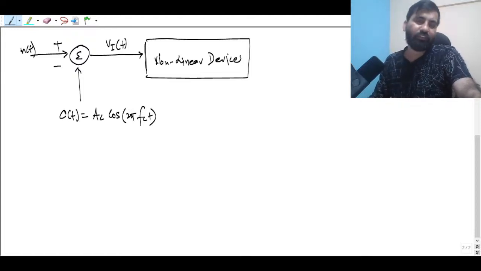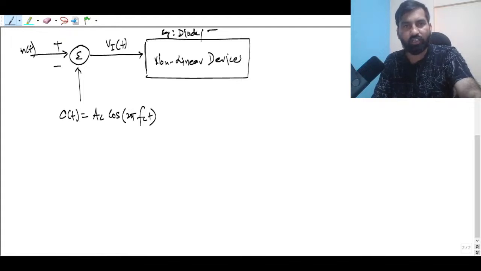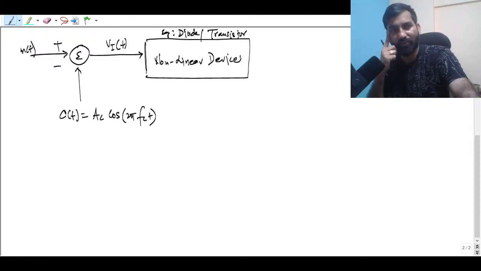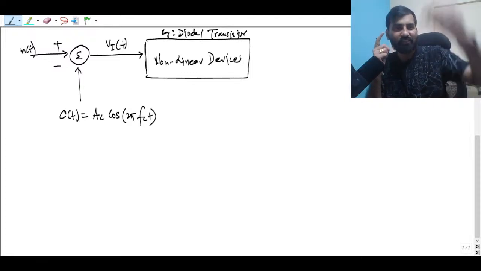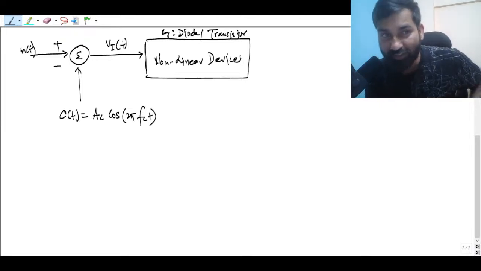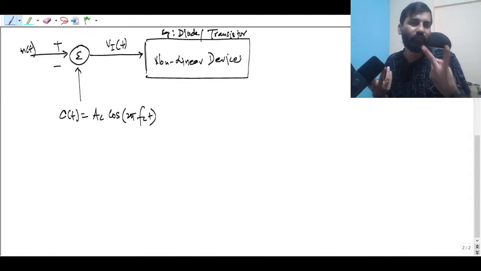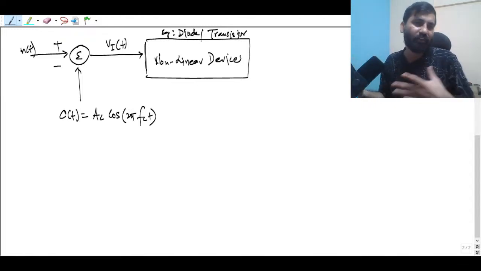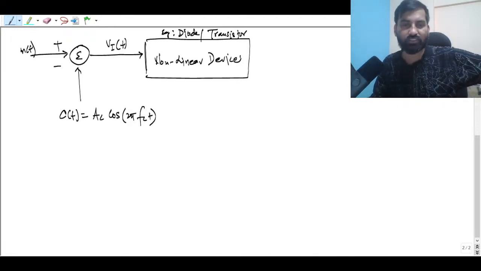For example, you can say a non-linear device is nothing but a diode, or a three-terminal device is nothing but a transistor. Diode as well as transistor. So you add m(t) and c(t) and give it to the non-linear device. The non-linear device can be a two-terminal device, which is the diode, or a three-terminal device, which is nothing but a BJT or transistor. And the output of this non-linear device is nothing but V out(t).